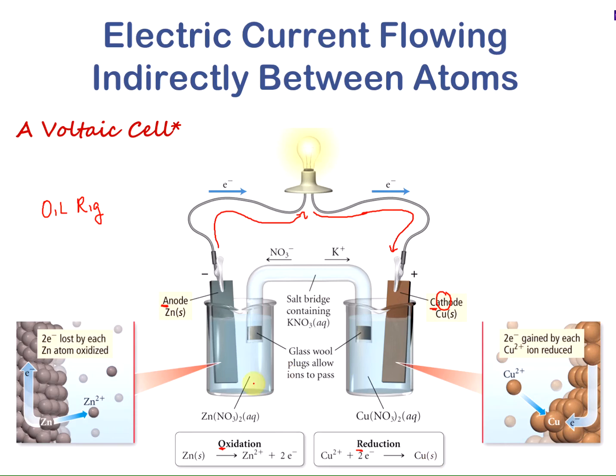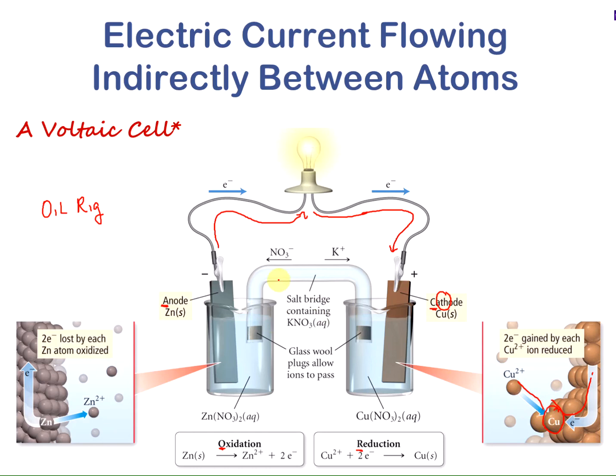So there's just kind of a picture of what's going on. The zinc gives up its electrons, which flow through the wires and produces zinc 2+. And then those electrons flow through to the other side to the cathode, and those electrons combine with the copper 2+ in a solution to make the copper metal. So that's where we have the reduction.